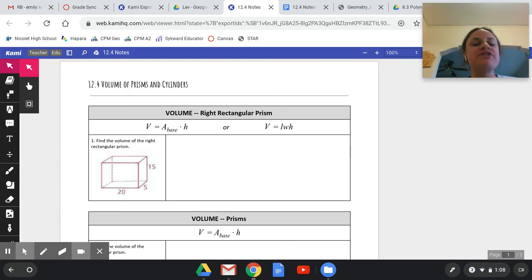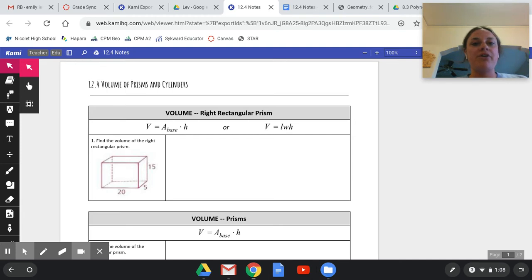Today we are going to be talking about the volume of prisms and cylinders. So let's get right into it. When you talk about volume, you are talking about cubic units. So picture a cube that you played with as a child, right? Every side is a square and they're all the same square.